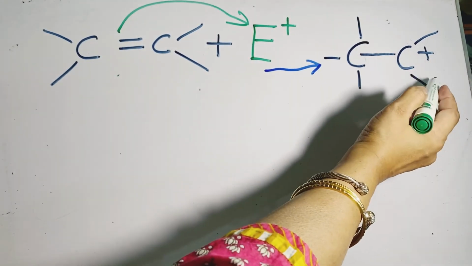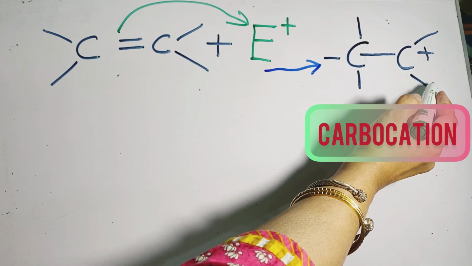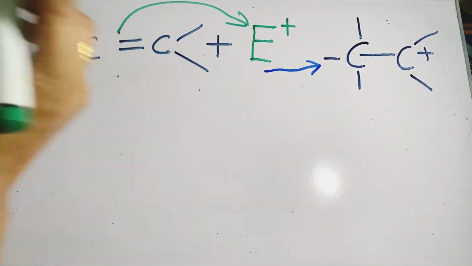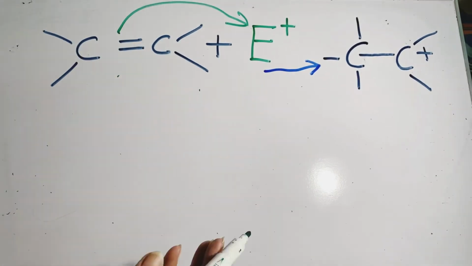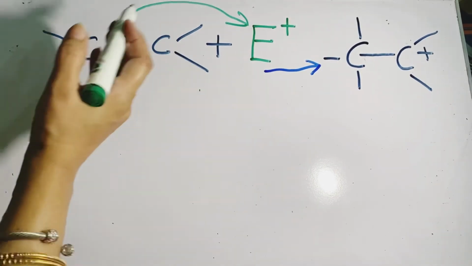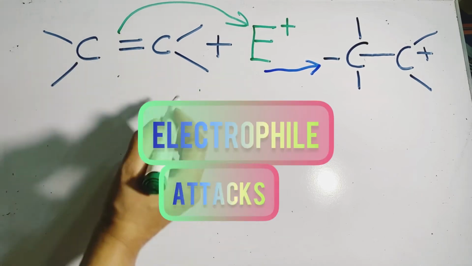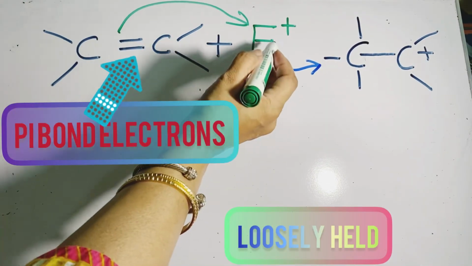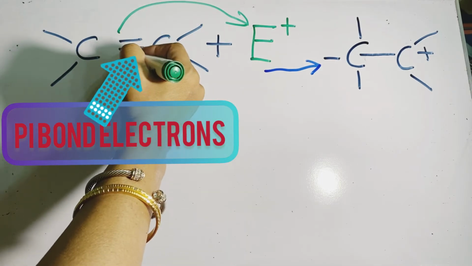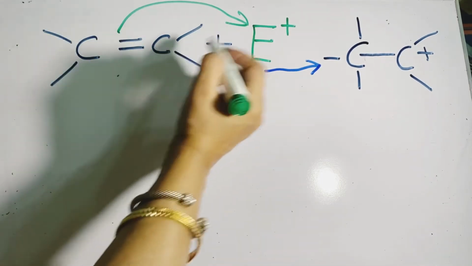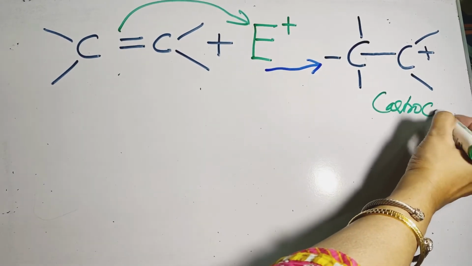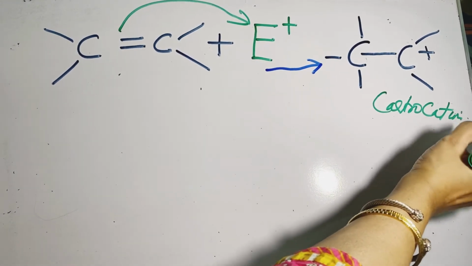A carbocation, which is a strong electrophile. A strong electrophile attacks the loosely held pi bond electrons of this alkene. What happens is that this attack on the pi bond by the electrophile forms a carbocation here. Again, a formation of a carbocation.